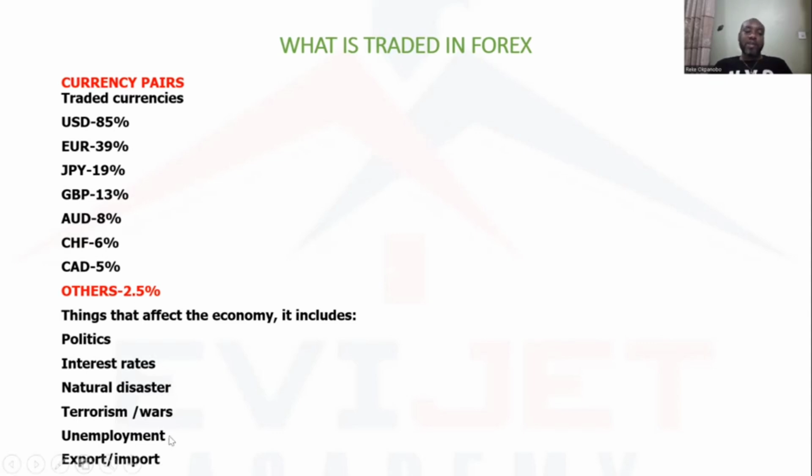We have unemployment, import and export. We can tell the impact of import and export. The countries that export more tend to have a more stable currency value and also experience some growth in GDP. But when you import everything, your currency value will begin to drop. A country that imports almost everything, check them and check the value of their currencies. So these are things that affect the economy.